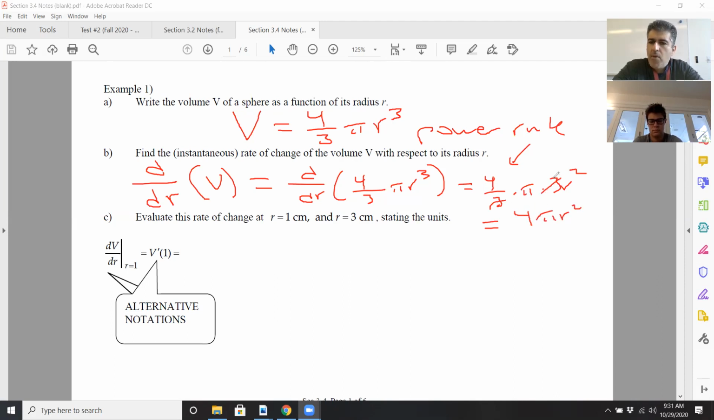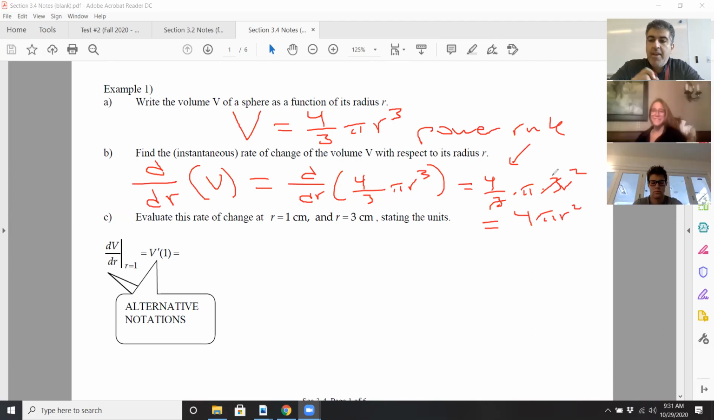Does anyone recognize what that formula represents for a sphere? If I remember, it's surface area. Oh, you're kind of close. Actually, I'm glad you brought that up, because what is the area of a circle? Pi r squared. What if you took the derivative of the area with respect to r?